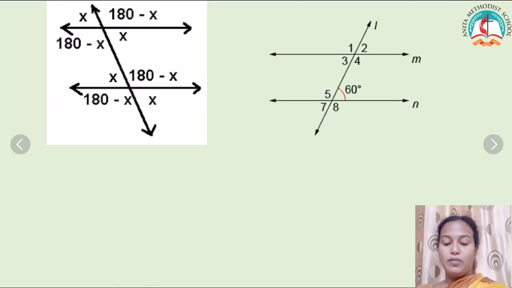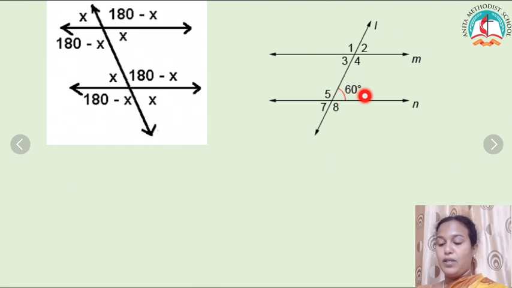So if one of the angles is x, the total angle is 180. One part I know is x. How can I find the next part? Yes, it will be 180 minus x. Okay, if I know these two angles, then using the corresponding angle concept, I can find out all the other angles. Right? So here the same thing we are going to use over here.